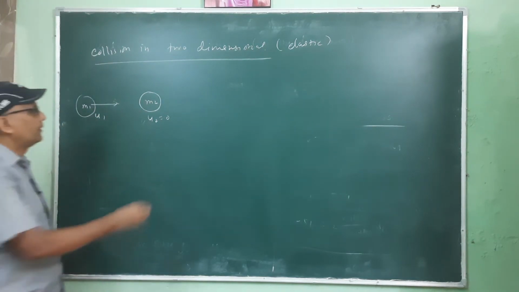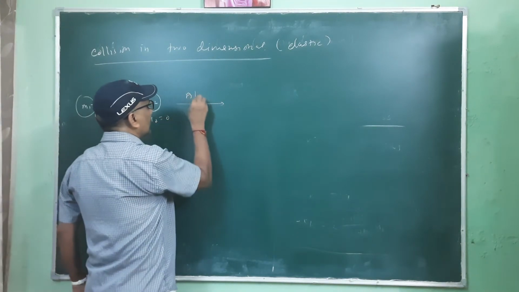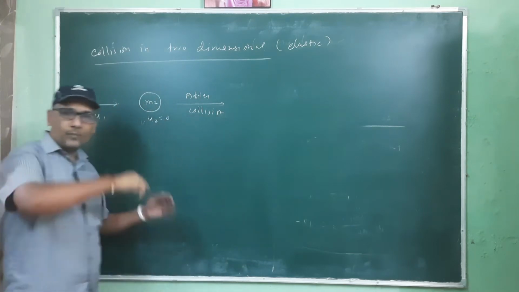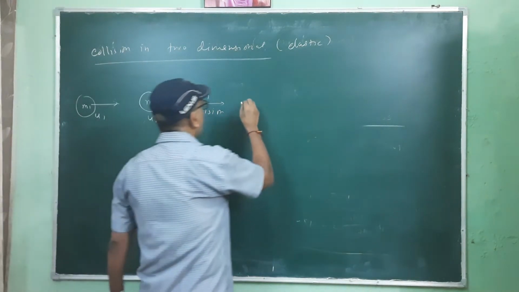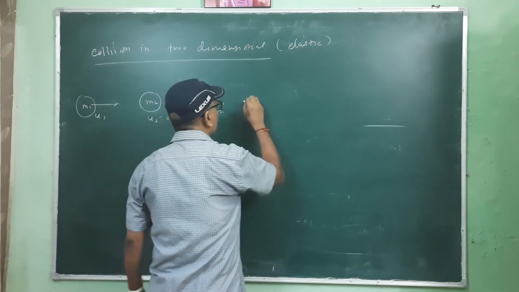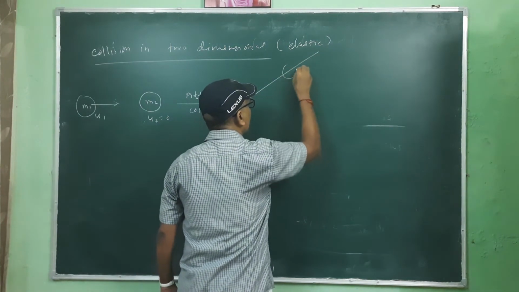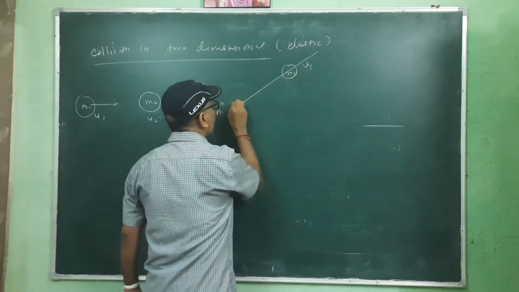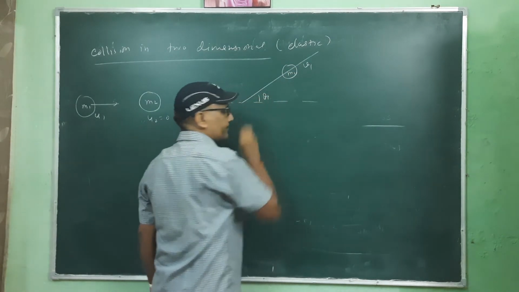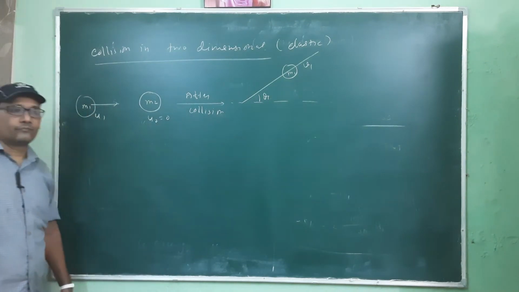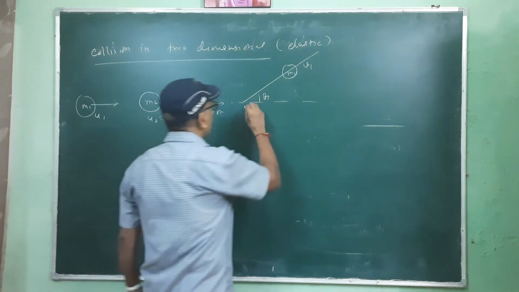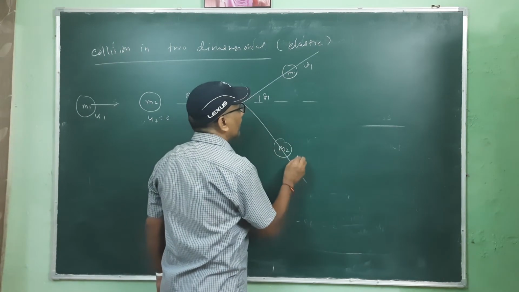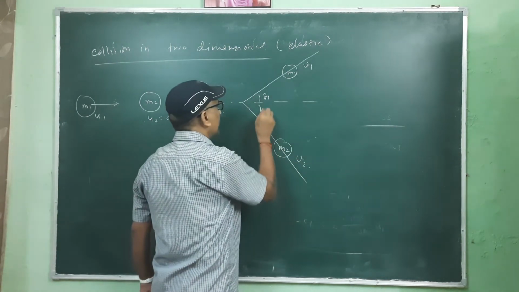After collision, this will not move in the same direction, but the first body, that initial body, recoils along this direction with the velocity v1, this is m1, with an angle theta 1, and the second body moves in this direction with velocity v2 with angle theta 2.